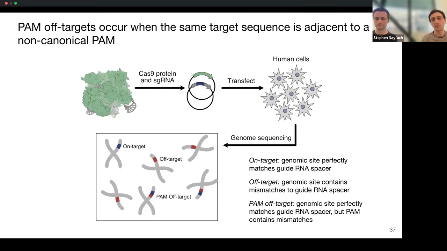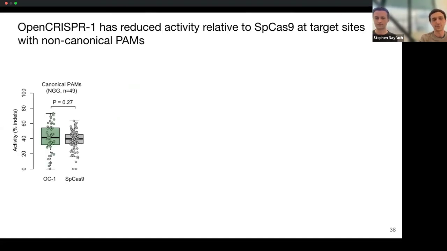And so what we wanted to do is measure activity levels at sites in the human genome where the PAM was NGG, which is the canonical PAM for SP-Cas9, and also measure the activity level at sites where the PAM is slightly different than NGG, where there is a mutation in one of those PAM positions.